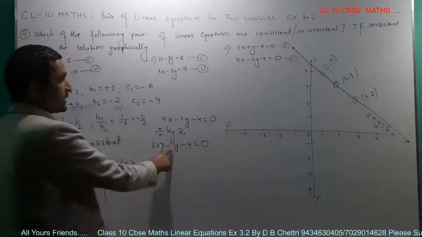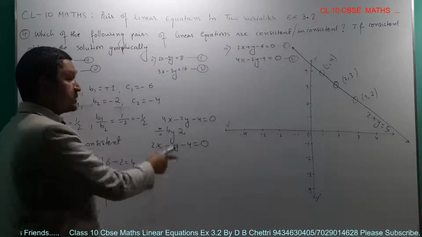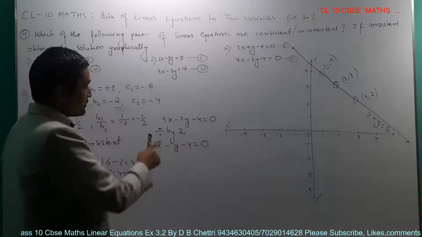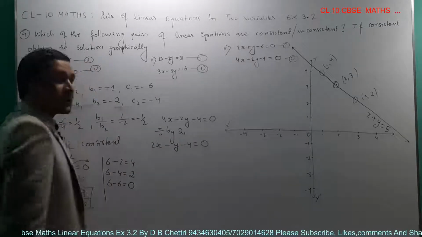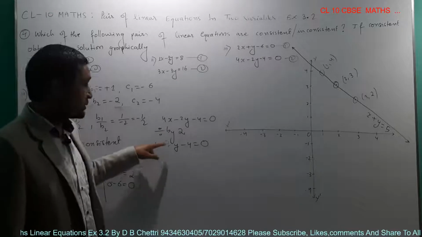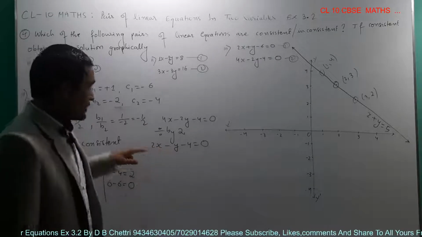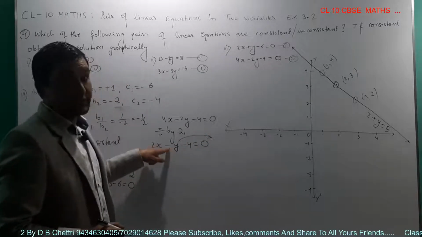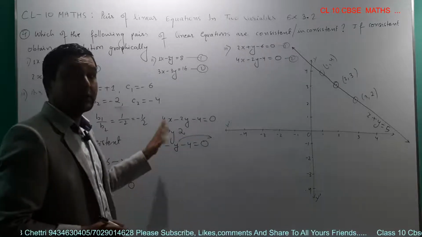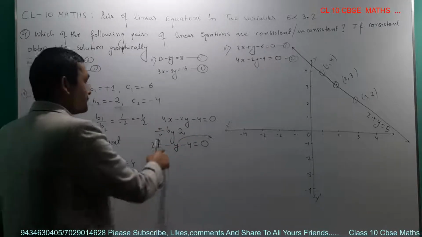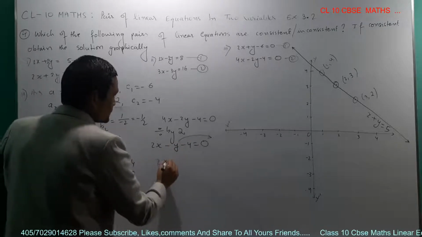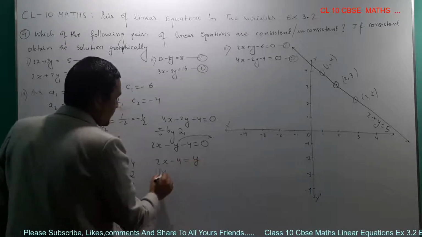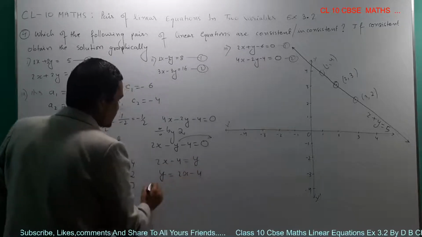Now again, y is free of coefficient, so we will express this equation with y in terms of x. Now take this y towards the right to make it positive. Then 2x minus 4 equals y. That means y equals 2x minus 4. Now let's make the table.